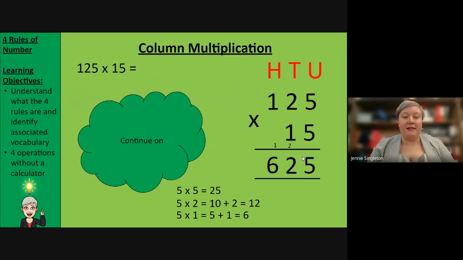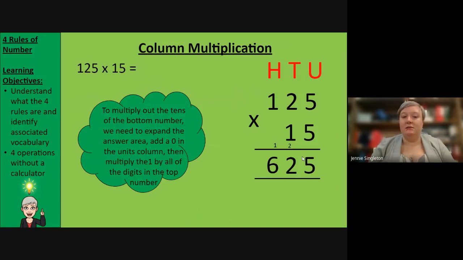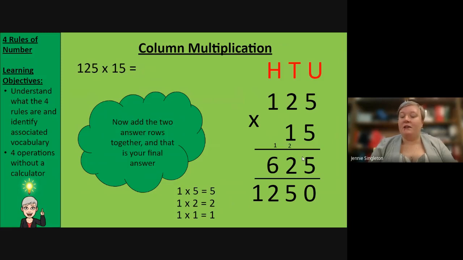Okay, but that is not our final answer because we still need to multiply all the top numbers by that 1 in the tens column on the bottom. But because it's a 10 and not a 1, we put a 0 in the units column so that our place value stays correct. Then we do 1 times 5 gives me 5. 1 times 2 gives me 2. 1 times 1 gives me 1. Now we need to add those two answer rows together and that will give us our final answer.